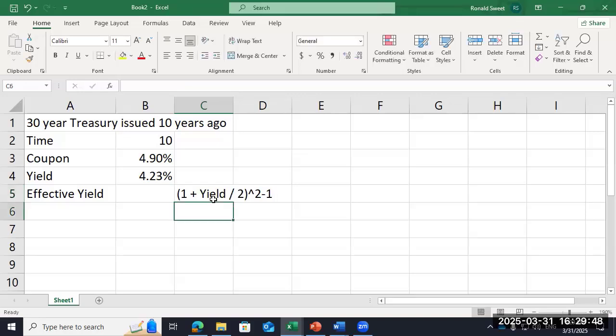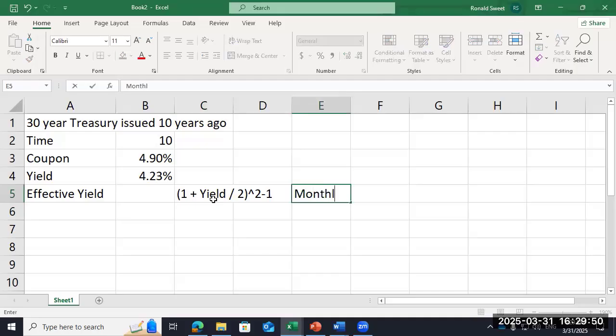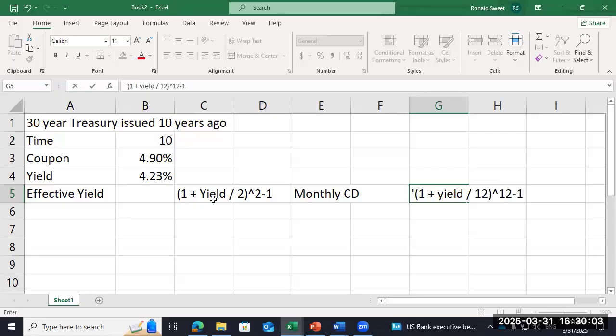What if it were a CD? What would you do? You would take 1 plus the yield divided by 12, raised to the 12, minus 1. All right. So what you divide by and what you raise to is the same number. What you're trying to do is just get that compound. Y'all probably have heard this, right? Y'all familiar with the term APY, annual percentage yield? That's what the APY is.